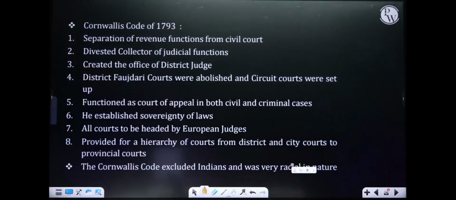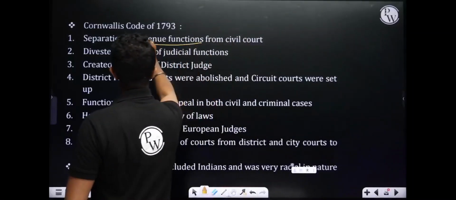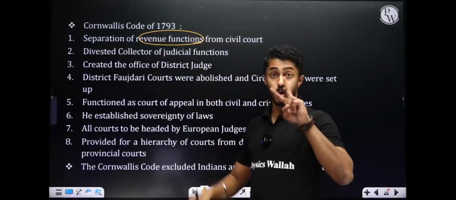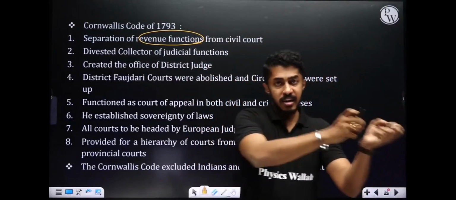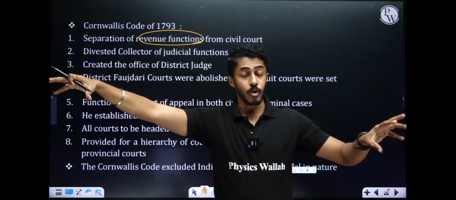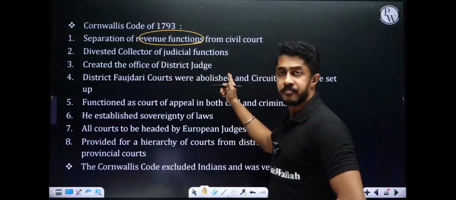Cornwallis Code of 1793, separation of revenue functions from civil code. Why? Revenue functions went to who? Directly to the collector. Divested collector of judicial functions. Both. The revenue functions were removed from the civil court. To whom were they given? To the collector. The collector's judicial functions were also taken out of his hands.